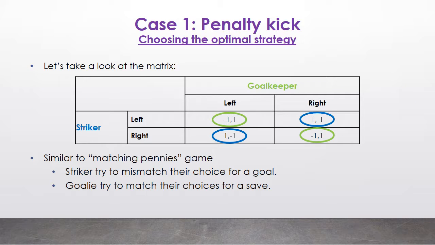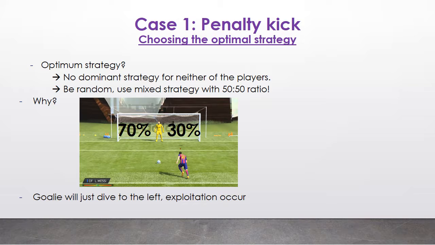Right, so the following matrix shows the possible outcomes from this game. Basically, the striker wins if he mismatches their choices, and the goalie wins if he manages to match their choices. If you look at it, it's very similar to the matching pennies game. So clearly there's no dominant strategy here.